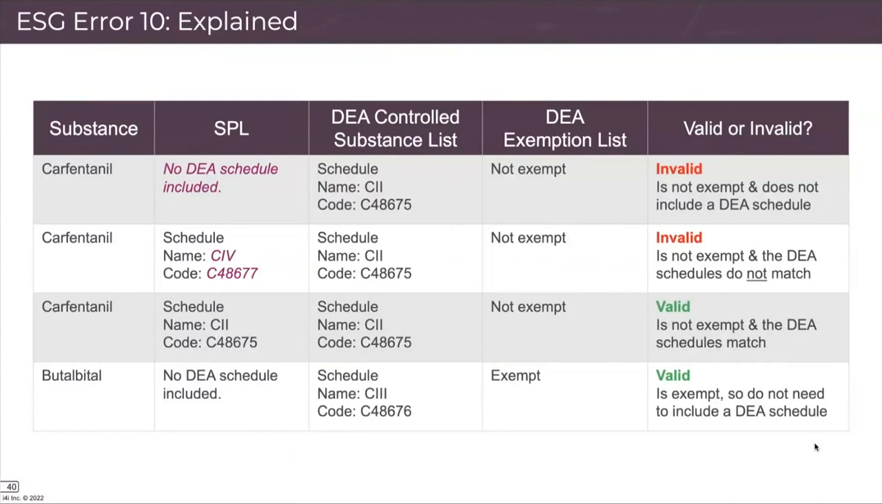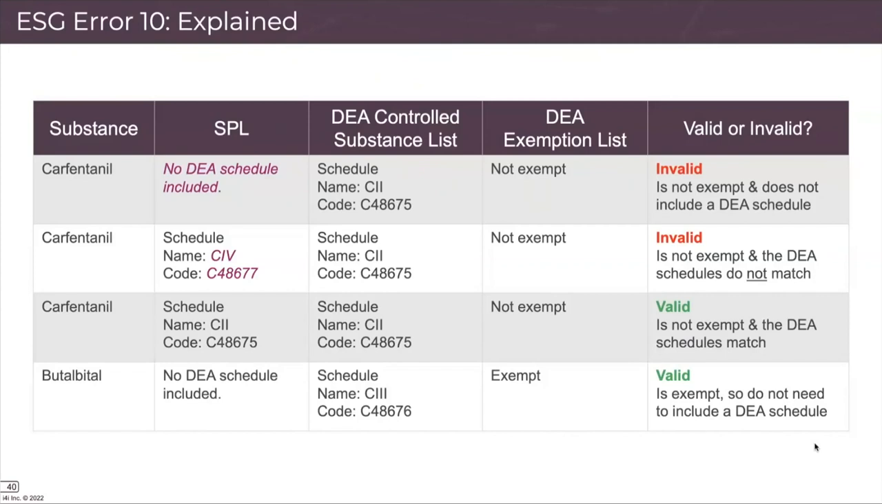This list can be found on the FDA's SPL resources webpage, same as the active ingredient active moiety relationship list we just talked about. So let's discuss a few different scenarios related to this error. In the first three rows, we'll use the controlled substance carfentanil as an example. In the first row, the SPL does not include the DEA schedule data for carfentanil, and carfentanil is not on the DEA exemption list. Therefore, it fails validation and an error report is generated from the ESG.